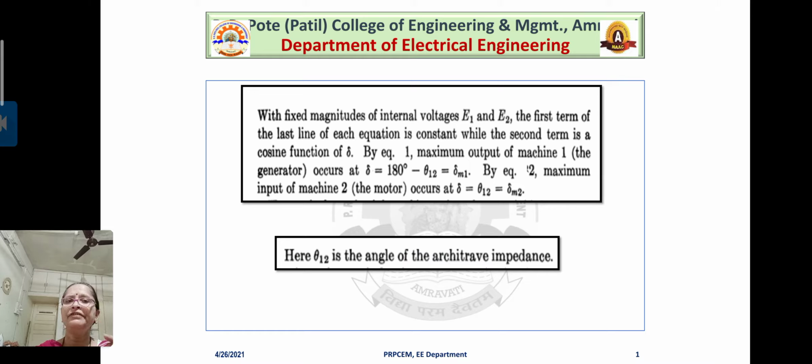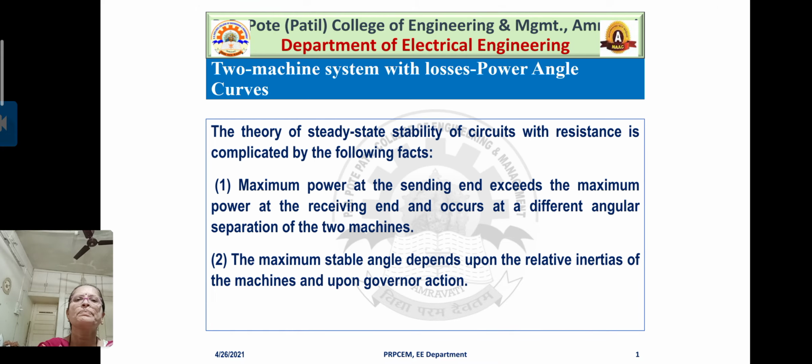Because everywhere we have written it is 180 degree minus theta 12. So what is that theta 12? Theta 12 is the angle of the impedance. Understood? Keep in mind only this, underline this sentence, that theta 12 is the angle of the impedance, right?